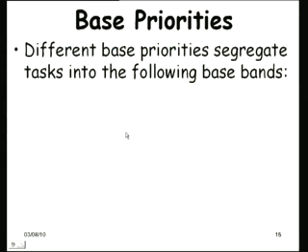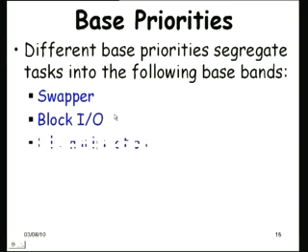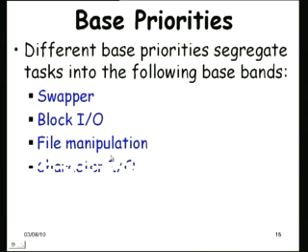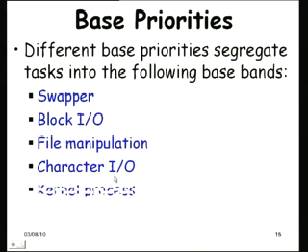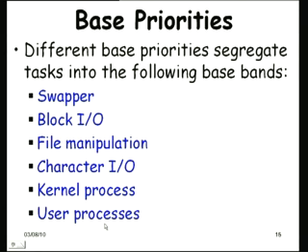Okay, before we look at why they do that, let us understand the base priority and the nice values. The base priority segregates tasks into bands. For example, the kernel tasks are segregated into swapper, block IO, file manipulation processes, character IO processes, and the kernel process, and then the user process. These are the bands. So, all the tasks that are there in the system are segregated into these bands.